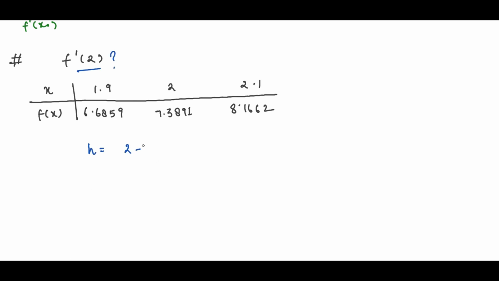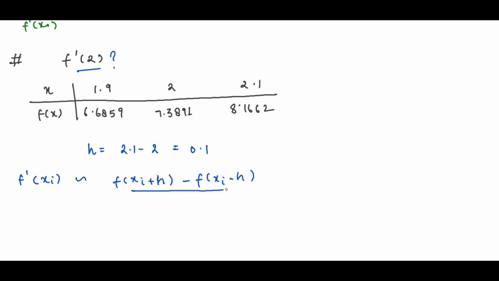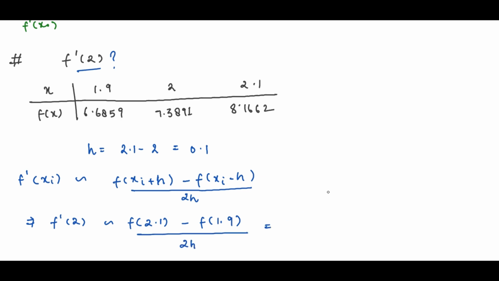So the spacing h equals 2.1 minus 2, that becomes 0.1. Now use f'(xi), which is approximately equal to f(xi + h) minus f(xi - h) divided by twice h, and hence this f'(2) approximately becomes 1.4803 divided by 0.2, and therefore f'(2) becomes approximately 7.4015. So that's our numerical approximation.